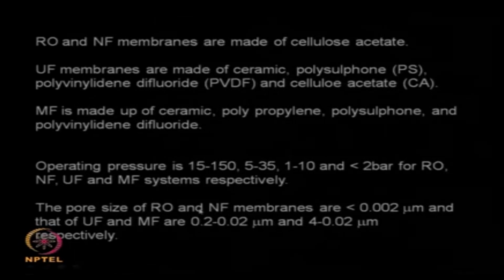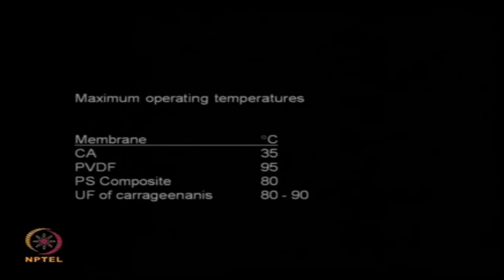If you look at the pore size of RO, it is very small, practically no pore size at all, and ultrafiltration pore sizes are much larger, microfiltration much larger still. Now you have to keep in mind that you cannot have a very high temperature of operation if you are using a membrane. Cellulose acetate we can take only up to 35 degrees, so if the solution is very hot you need to cool it down.